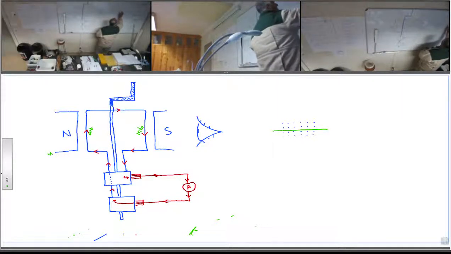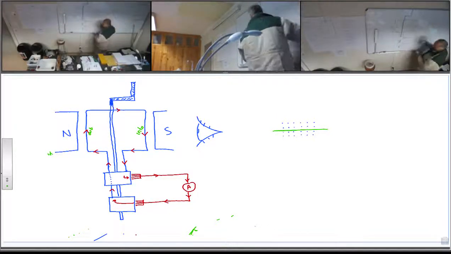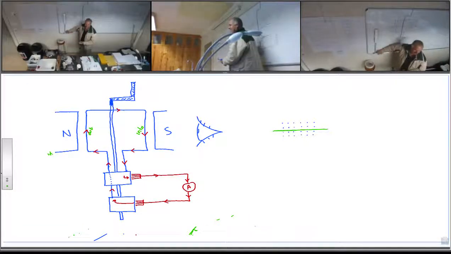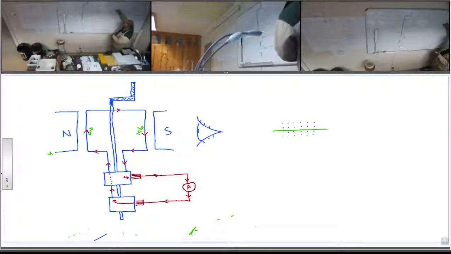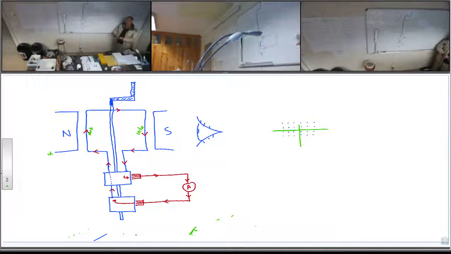I think you're limited, but let's try and accommodate your... Okay, which way is that wire running? You wanted it to run that way. Okay, right.